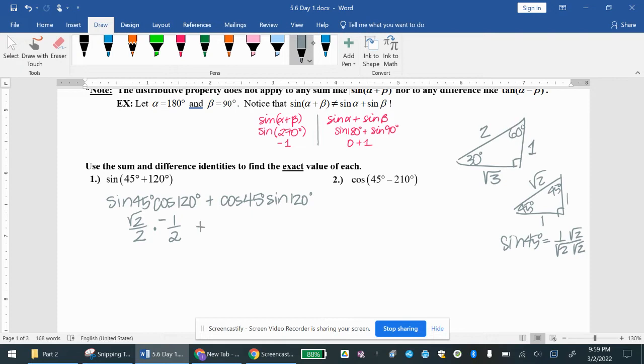Plus the cosine of 45, so back to quadrant 1, cosine is adjacent over hypotenuse. That's going to be 1 over root 2, which rationalized is root 2 over 2. And then sine of 120, so back to quadrant 2, 120 degrees has a reference angle of 60. Sine is positive in quadrant 2. So from 60 degrees, opposite over hypotenuse is root 3 over 2.